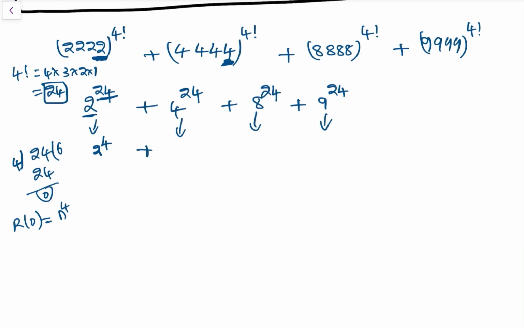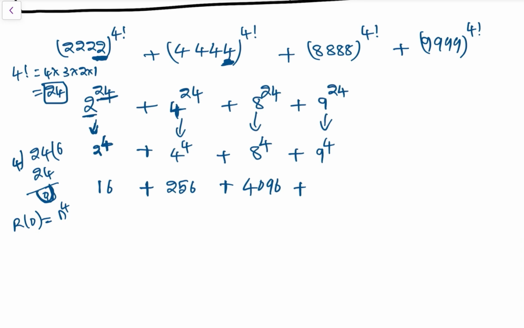Plus then again 4 to the power 24. When 24 is divided by 4 we get remainder 0, so that would be 4 to the power 4. Similarly, for 8 to the power 24 the remainder is 0, so 8 to the power 4, plus 9 to the power 4. So 2 to the power 4 is 16, plus 4 to the power 4 is 256, plus 8 to the power 4 is 4096, plus 9 to the power 4 is also something.